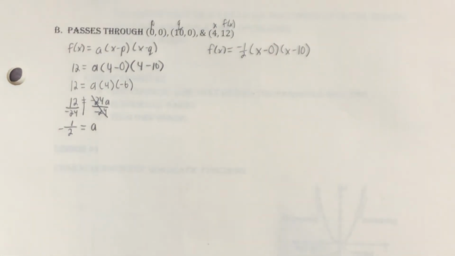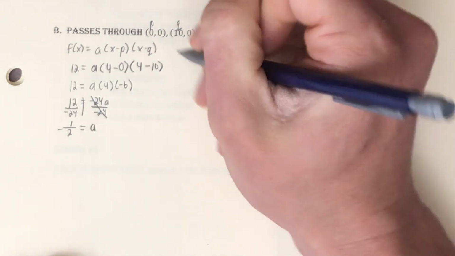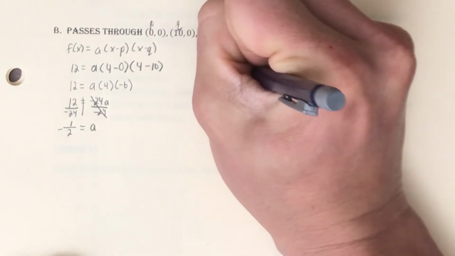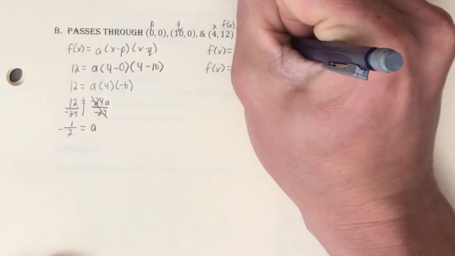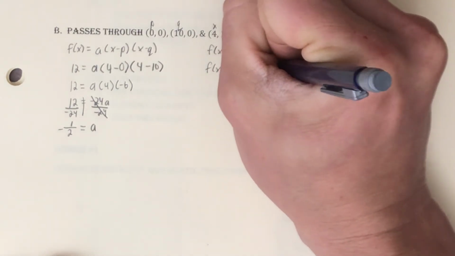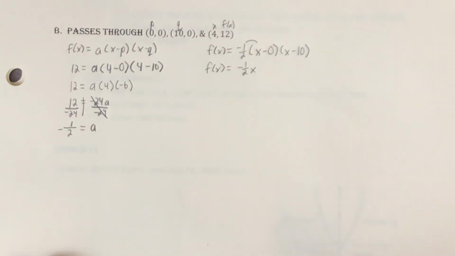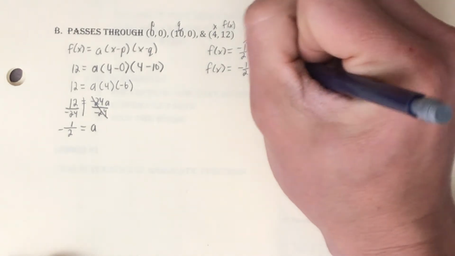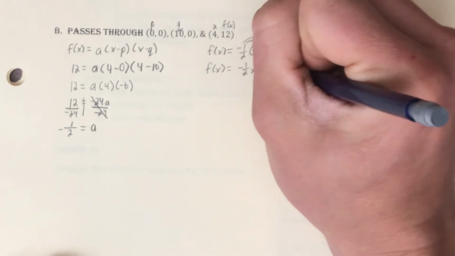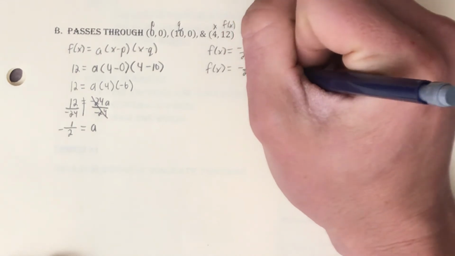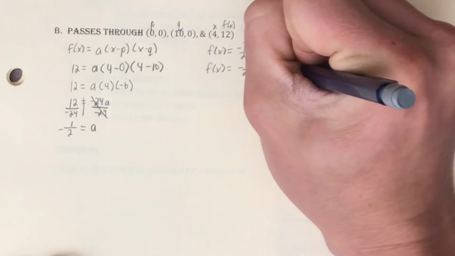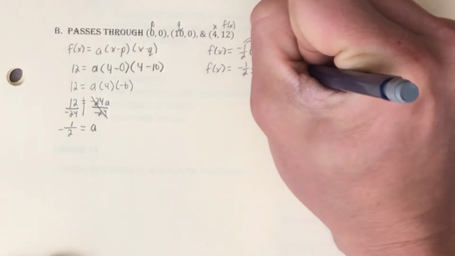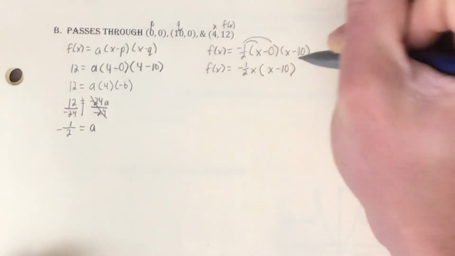All right, so first thing I want to do here is simplify down by doing my multiplication. So I've got f of x equals negative 1/2 times x, which is negative 1/2 x. And then negative 1/2 times 0 is just 0. So that really doesn't mean anything, so I can just cancel that out. And so all I'm left with is negative 1/2 x. Then I need to bring down what I didn't use, which is my x minus 10.